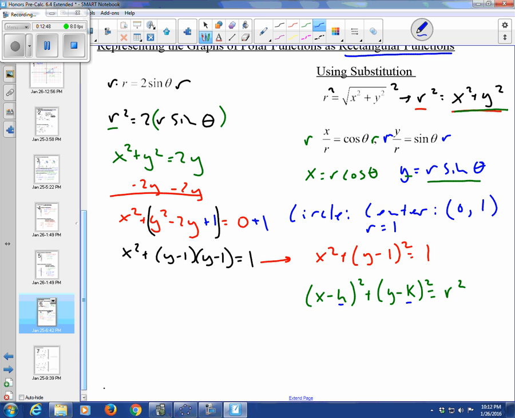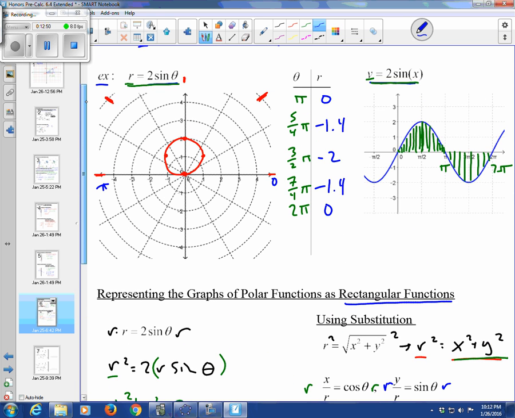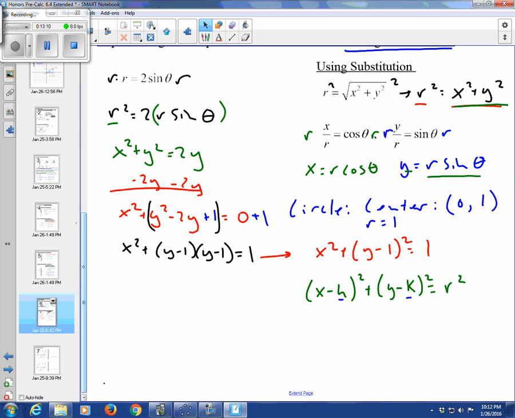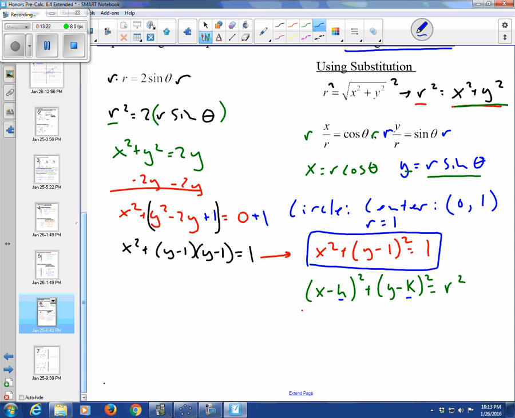Now, if we were to go up to the graph of our polar function right here, what we're seeing is a circle whose center is at (0, 1). And if we draw a line from the center of that circle to the perimeter, we can see that the r value here is also 1. Right? So we would have that same graph for the equation of the circle we got by substituting.